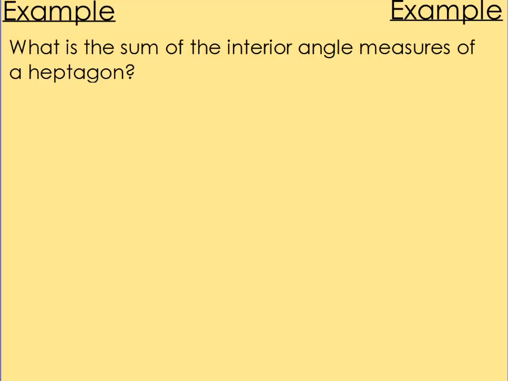Awesome. So let's try some examples. Pause the video. Alright, what is the sum of the interior angle measures of a heptagon? A heptagon has 7 sides. So the sum of the interior angle measures uses the interior angle formula, which is n minus 2 times 180. And our n in this case is going to be 7.